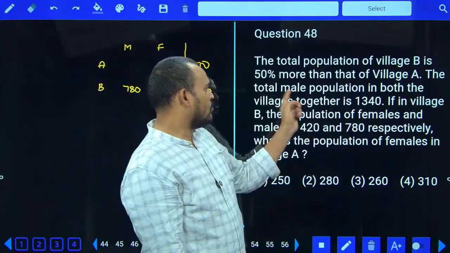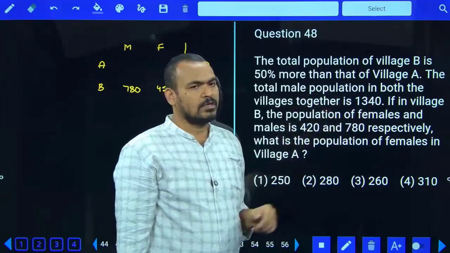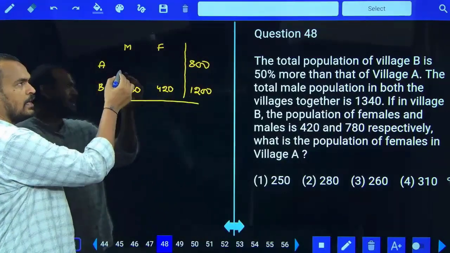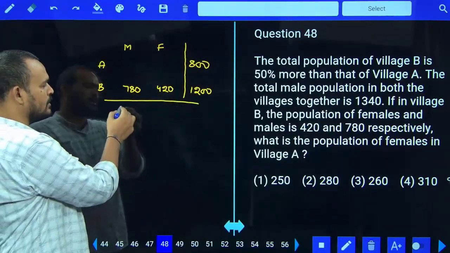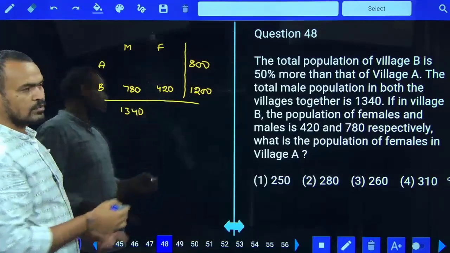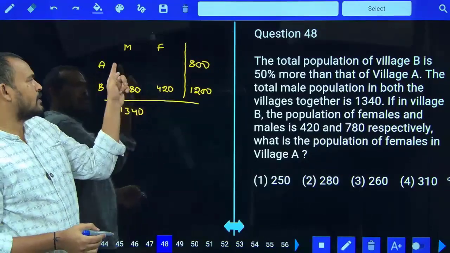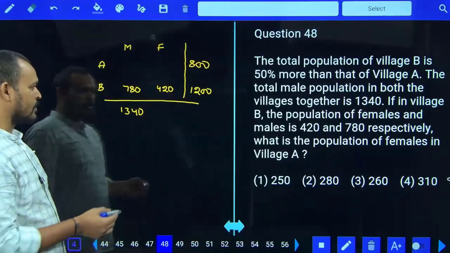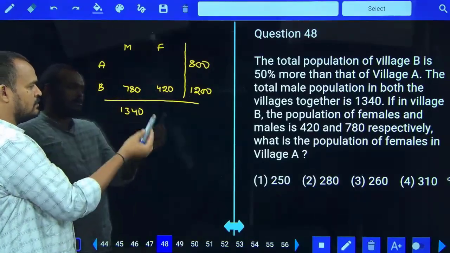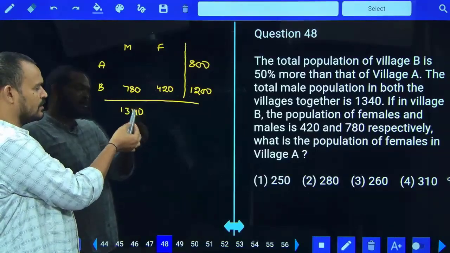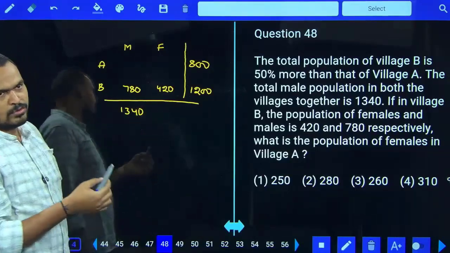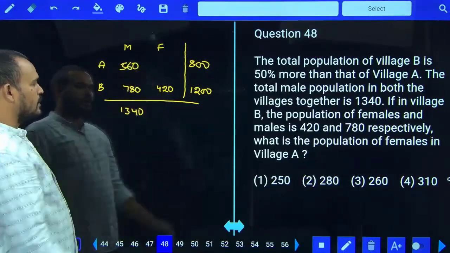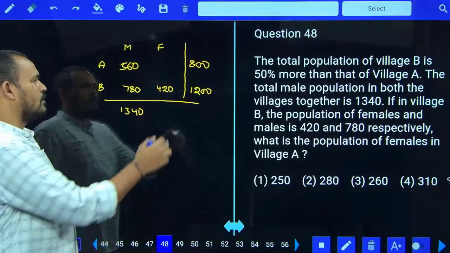Next, the total male population of both the villages together is how much? 1340. Total male means male of A and male of B added together is 1340. Out of 1340, we subtract 780 and get the male population of A. 1340 minus 780: 1300 compared to 1000 is 300 more... compared to 1000, 340 more, and 780 is 220 less. 220 plus 340 is 560. What remains?